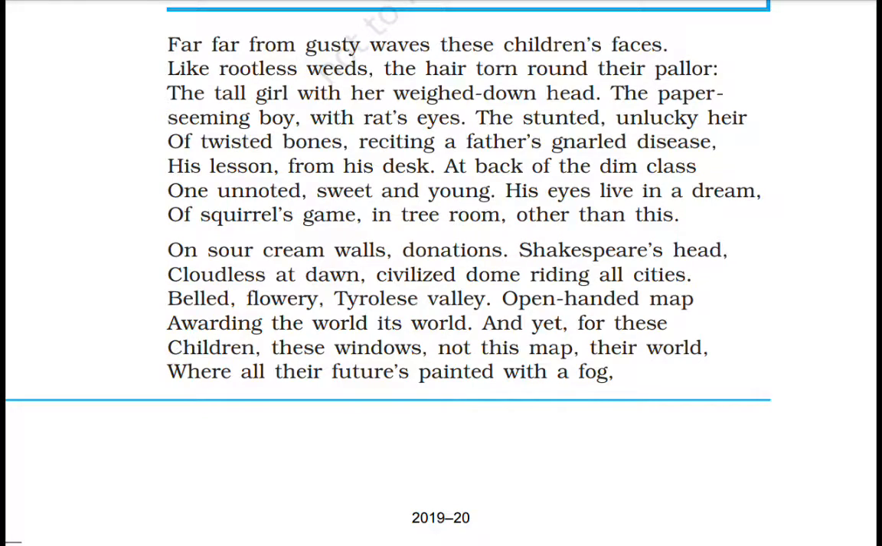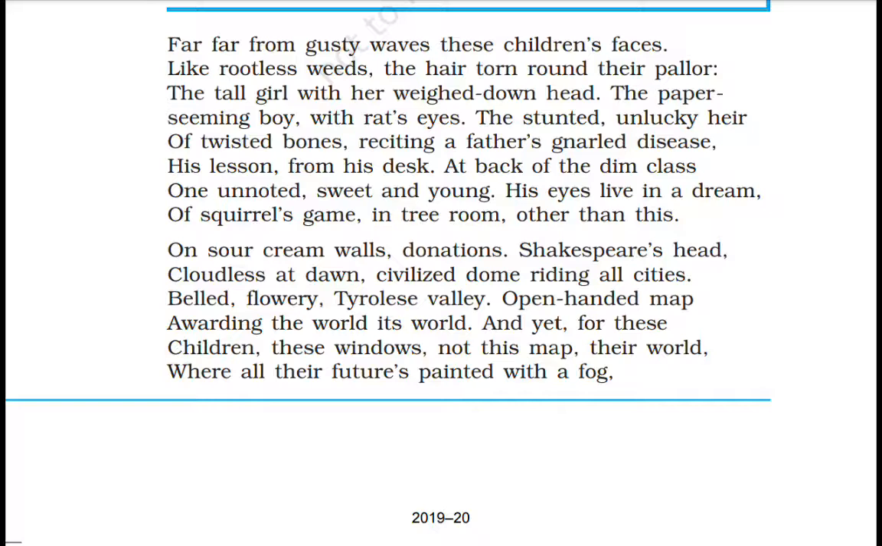Far, far from gusty waves, these children's faces. Now here is a description of a classroom. In this description, the pathetic condition of the children studying in a slum school has been discussed. So now he says, far, far from gusty waves, these children's faces. It means children of the slum. Now these children's faces are far, far from gusty waves. Now gusty means very strong, energetic, full of vigor.